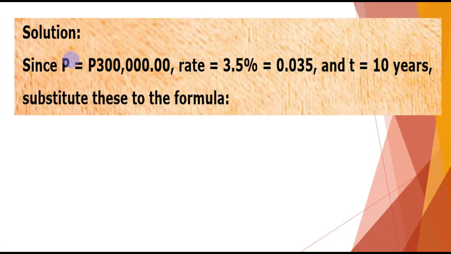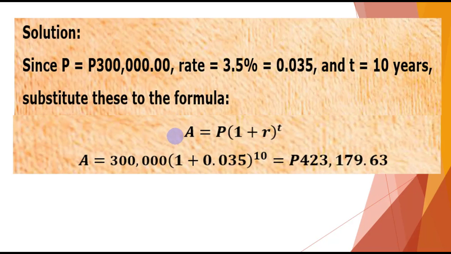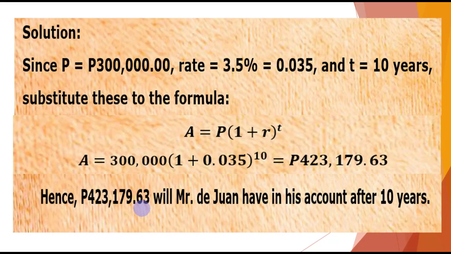Solution. We have here the principal amount, the given 300,000 pesos, and the rate R equals 3.5%, converted to decimal 0.035, and T equals 10 years. And we are to substitute to the formula A equals capital P times quantity 1 plus R raised to T. So plugging in the values, we have 300,000 times 1 plus the rate, raised to T. So we have 423,179 pesos and 63 centavos. Hence, this is the amount that Mr. Wev will have in his account after 10 years.